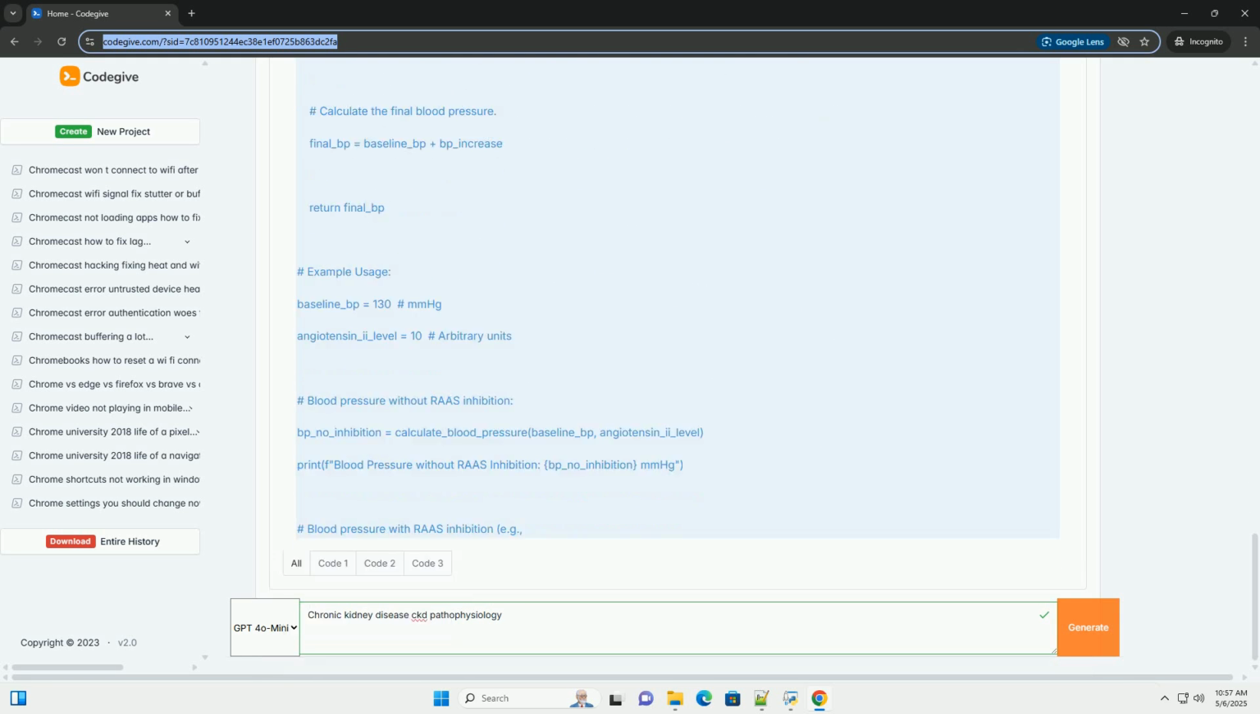Electrolyte imbalances. Including hyperkalemia, high potassium, hyponatremia, low sodium, and hyperphosphatemia, high phosphate. Fluid overload leading to edema, swelling, and hypertension. Uremic syndrome, a constellation of symptoms caused by the accumulation of uremic toxins, including fatigue, nausea, vomiting, itching, cognitive impairment, and pericarditis, inflammation of the sac surrounding the heart.